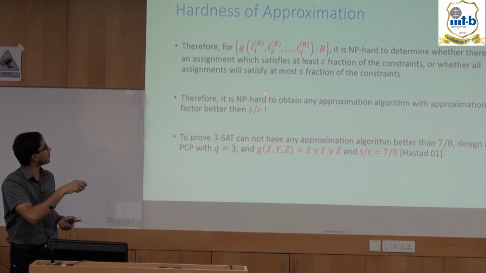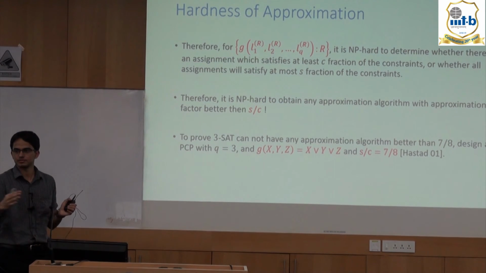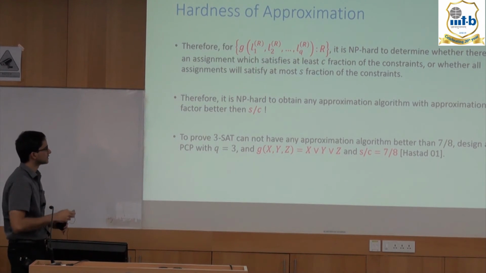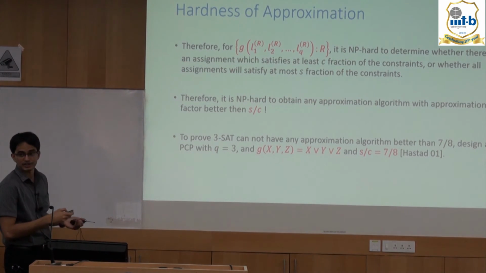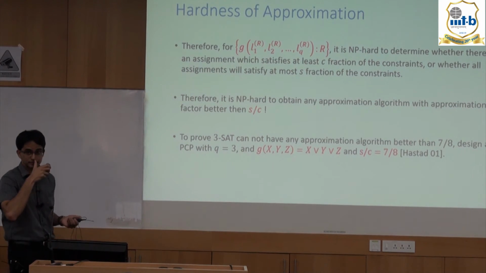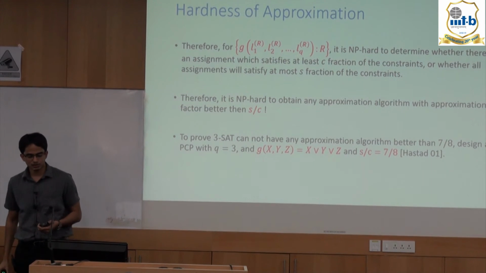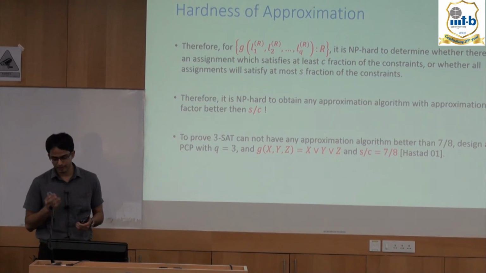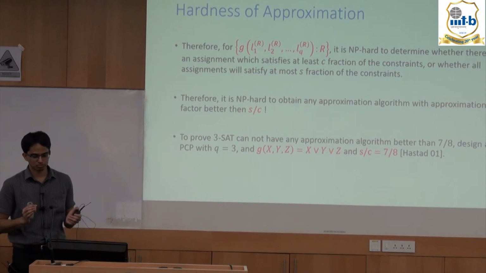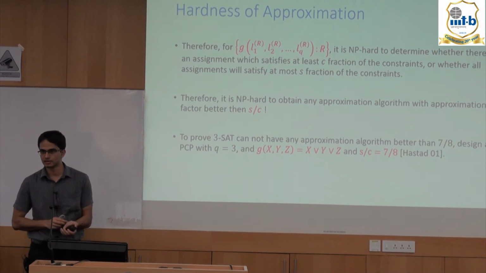Well, firstly, you have to come up with a G such that G of L1, L2, L3 looks like a 3-SAT formula, which should look like an OR of all these things. So what that means is firstly Q should be equal to 3 and G of x, y, z should be x or y or z. And S divided by C should be 7 over 8. This was a breakthrough result proven by Hastad, who showed that you can indeed get something like this, thereby proving that this trivial algorithm that we had is pretty much the best we can do.